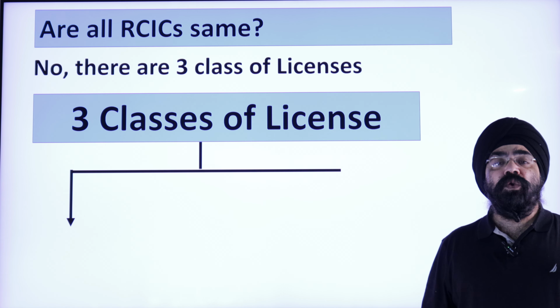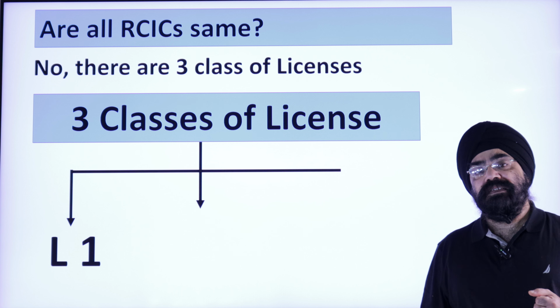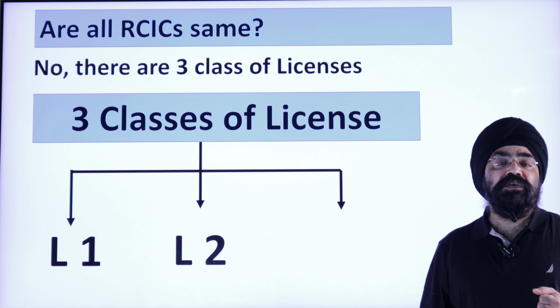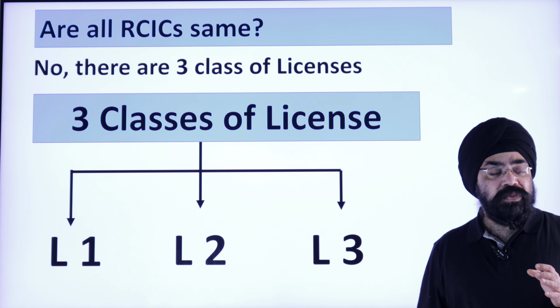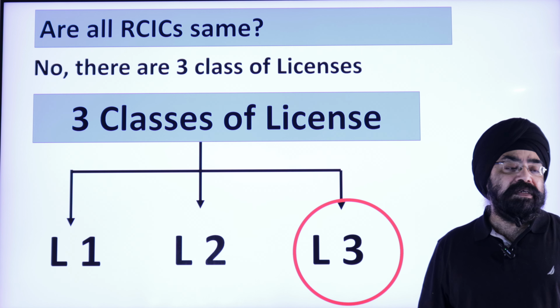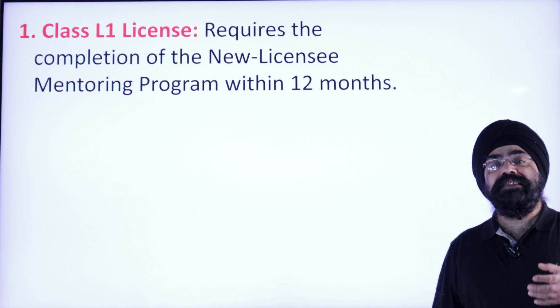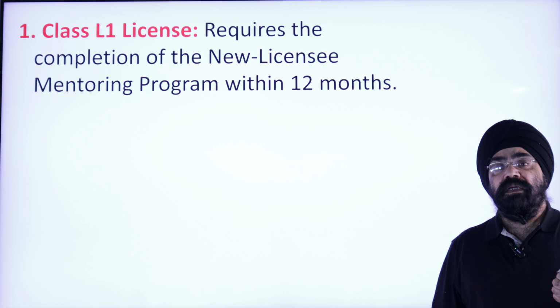The second category is the L2 license. And the third category, which is the highest category of license, is the L3 license. This is the highest and the top category. This is called unrestricted practice. Let us see what these categories are. So the first category is the class 1 license.